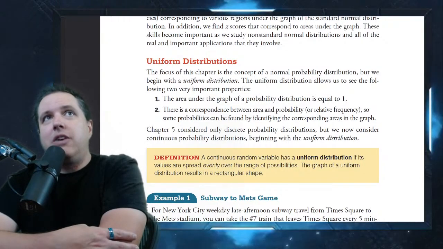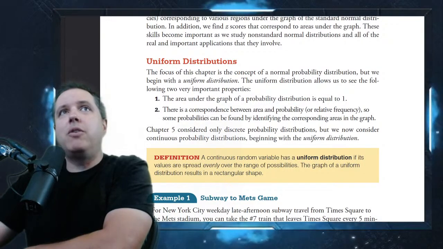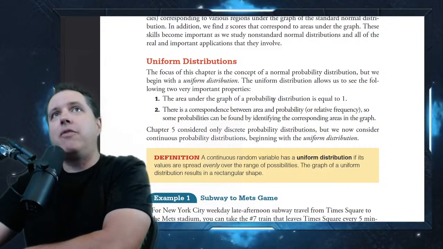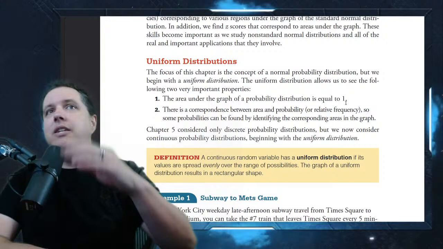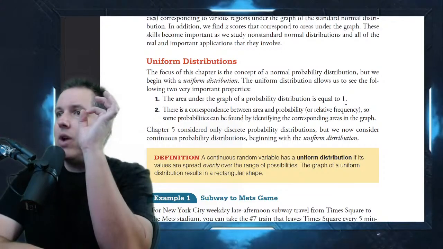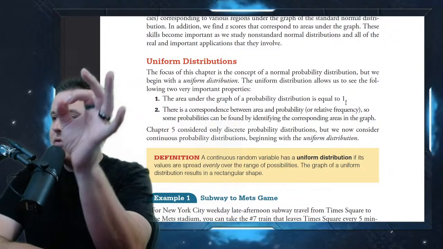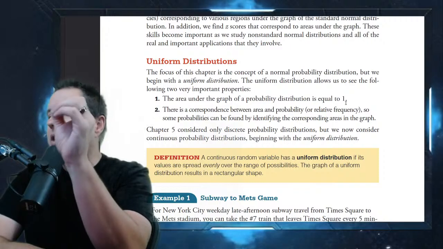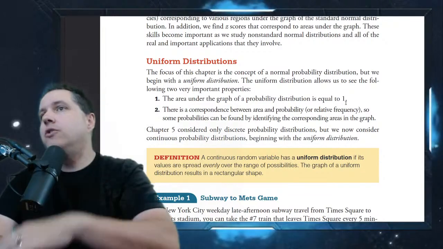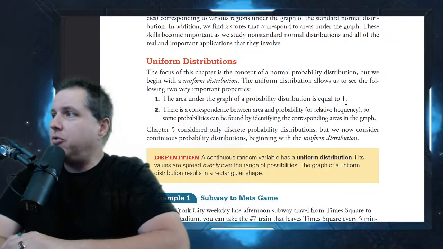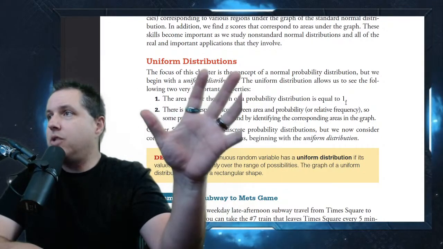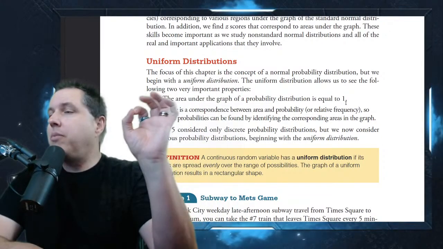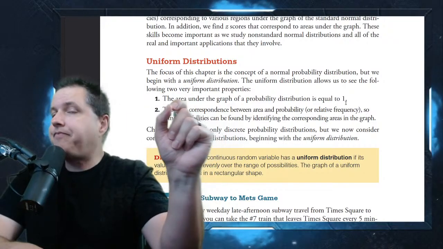Uniform distribution allows us to see the following two very important properties. The area under the graph of a probability distribution is equal to 1. A probability distribution is a function where you can plug in values and it will tell you the probability of that thing occurring. In my calculus class, there's an example that I always use out of the book: the probability of the length of a phone call.